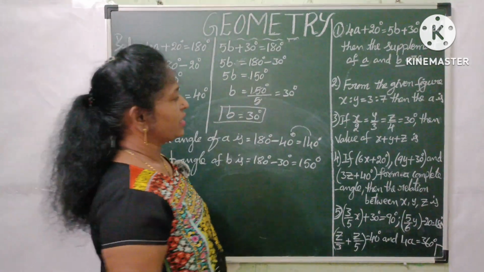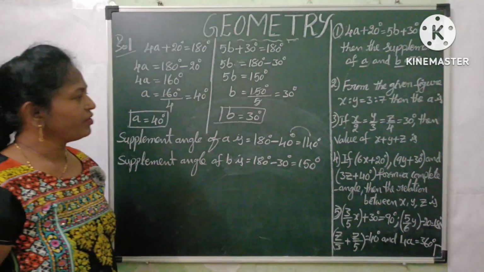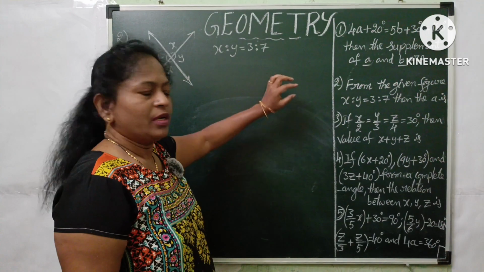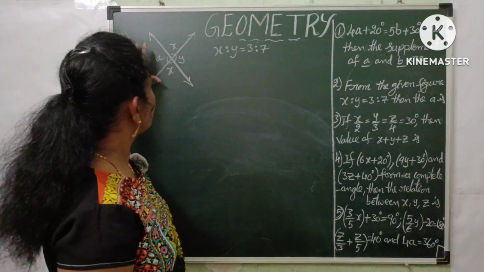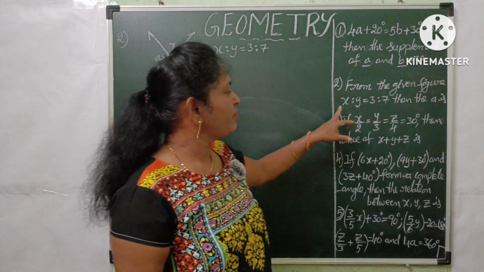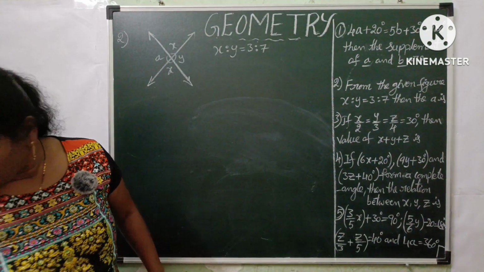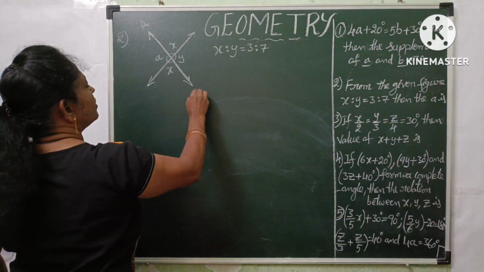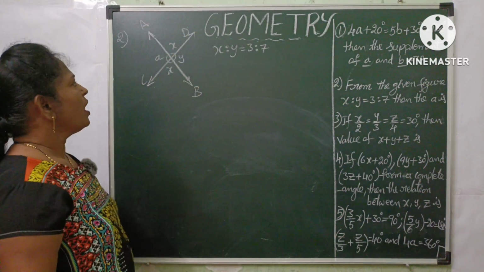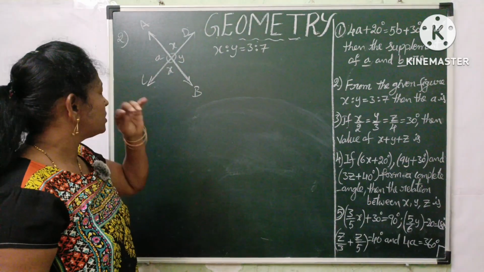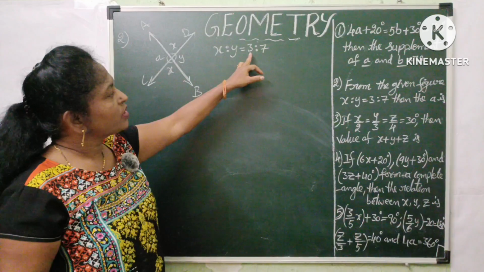Next one, second one. Here I didn't draw the figure. I will draw the figure there. Next, see the second figure. Second question. From the given figure, this is the given figure. From the given figure, x is to y equal to 3 is to 7. Then the a, b, c and d. These two, AB and CD, are vertically opposite angles. And here, check it there, x is to y equal to 3 is to 7.